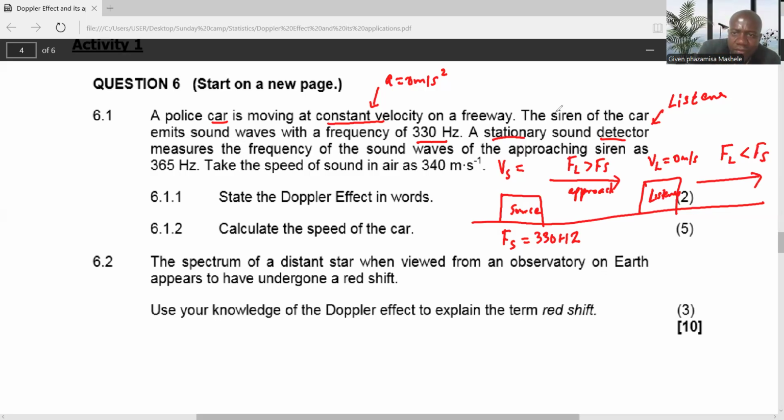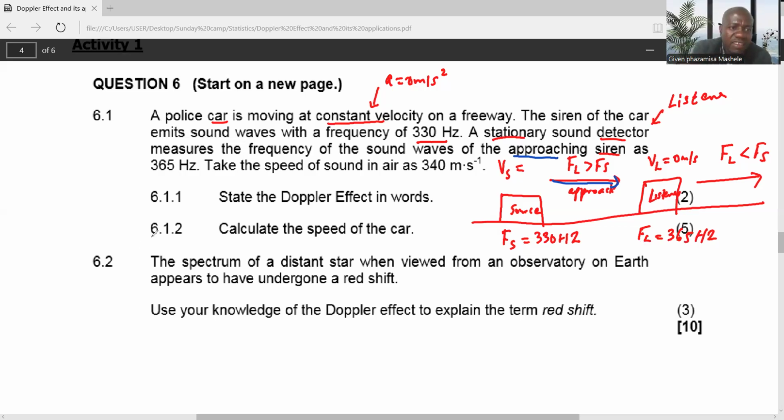But now look at this. They're saying a stationary sound detector measured the frequency of the sound waves emitted from the approaching siren. We are told that when the source is approaching the listener, the frequency heard by the listener became 365 hertz. It's true, because the frequency of the listener is higher than 330. 365 is higher than 330. So it shows that this is the case where the source is approaching the listener.